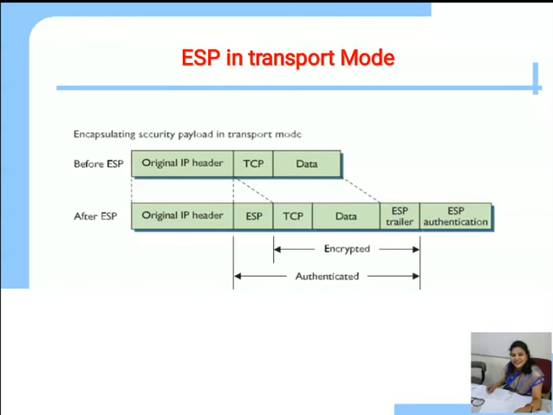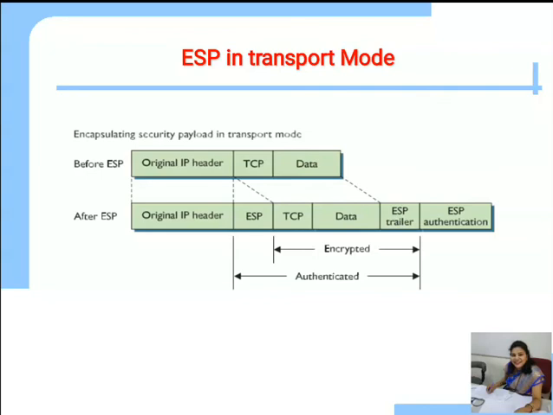The next is ESP, encapsulating security payload. In transport mode, as it is after the transport layer, before applying ESP there is the original IP header and TCP data. As it is transport mode, we are going to secure only the data. The TCP data is encapsulated between the ESP header and ESP trailer. So the data is encrypted, and the whole ESP header, trailer, TCP and data is authenticated by applying the ESP authentication. Since there is no AH, only ESP, we require something for authentication.